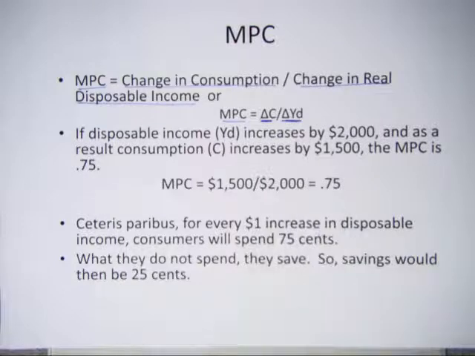And again, what does that mean? Ceteris paribus, if everything else stays the same, for every $1 increase in disposable income, consumers will spend 75 cents. For every $1,000 increase in income, consumers will spend $750. They will then save the remaining portion. What they do not spend, they save. What they do not consume, they save. So the savings in this case would be 25% of those additional dollars of income.